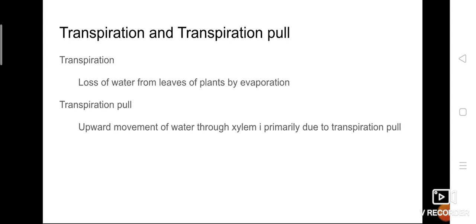The excess amount of water is going out of the plant. It will definitely lose some excess water from the leaves. Even though we are pouring water and roots are absorbing the water, the loss of excessive water takes place only on the leaves of the plant by the process of evaporation. That is called transpiration.